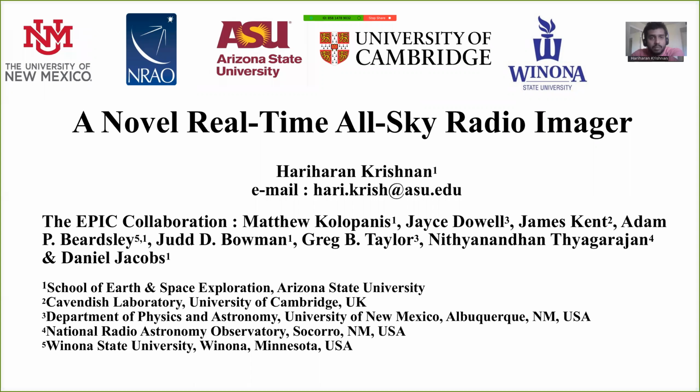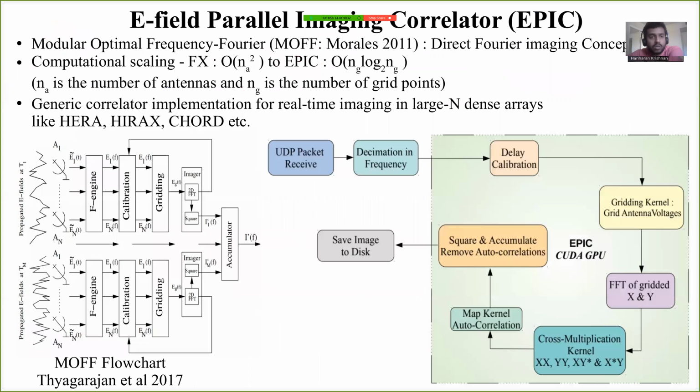I'll be very briefly describing a real-time radio imager that I'm currently working on at ASU. As you can see, it's a collaborative project involving multiple people across various institutions. The imaging algorithm is called E-field Parallel Imaging Correlator, or EPIC, that is described in detail in Thyagarajan et al. 2017. It is based on the Modular Optimal Frequency Fourier mathematical formalism for direct Fourier imaging.